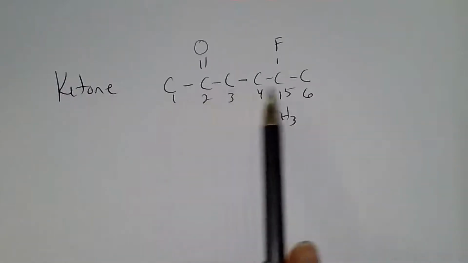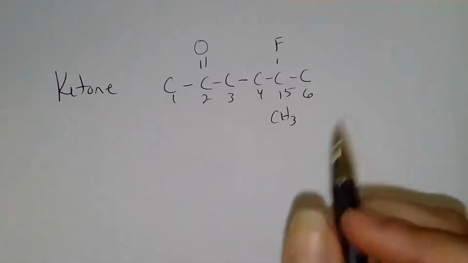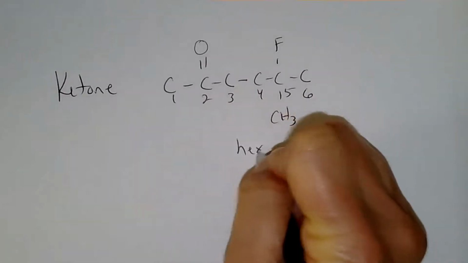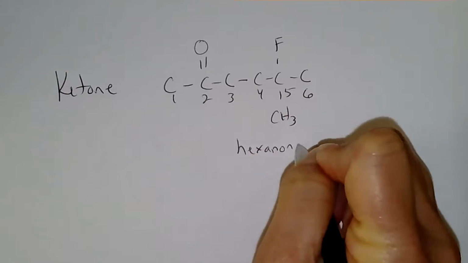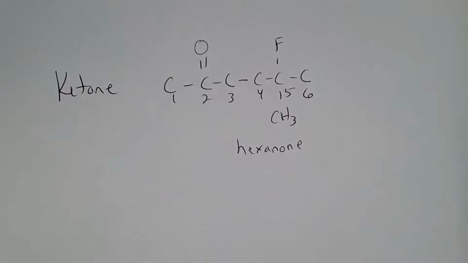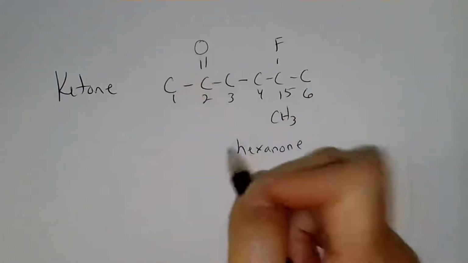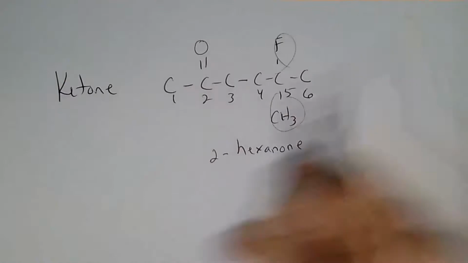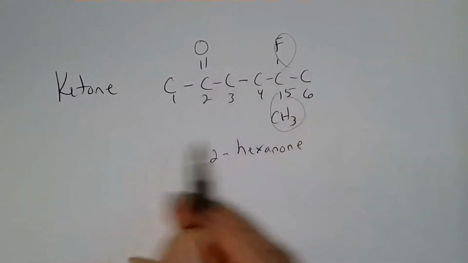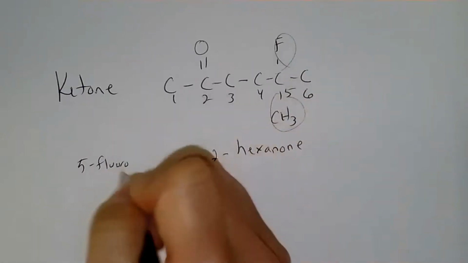So this ketone that I drew has 6 carbons in a row. So it's going to end in hexane, drop the E, and then put the O-N-E on the end. I need to tell the reader where exactly that C double bond O is located. So that's going to be a 2 dash. And then I look at my branches here. I have a fluoro and a methyl. So I'm going to do a 5 fluoro and a 5 methyl.